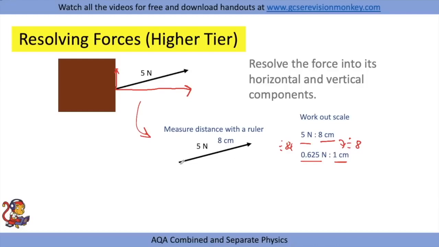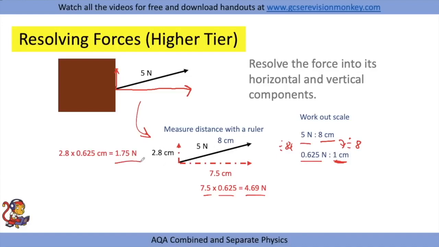You can then draw an accurate horizontal line along the bottom, measure the length of this line, for example 7.5 centimetres, and use the scale to calculate the force. So we multiply each centimetre by 0.625. So 7.5 times 0.625 would give you a force of 4.69 newtons. And vertically, we again would draw a straight line to the top of this force, measure it with a ruler, and then use our scale to calculate the vertical force. So that's taking a force at an angle, resolving the forces into the vertical and horizontal components of that force.